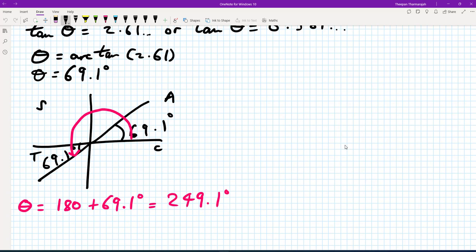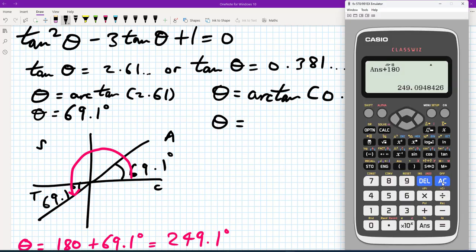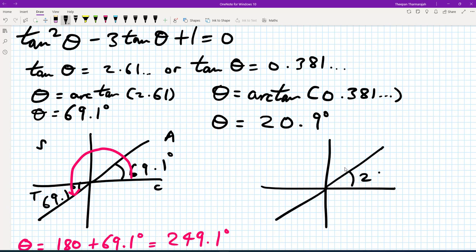So now we can do the same for this one. So theta is arctan of the value we had here, which is 0.381. We stored that as B. So in our case, arctan B, so 20.9 degrees. Just double check that. Yep. So again, use the cast diagram. Same thing. Positive here, 20.9 here, 20.9 there. ASTC. The other solution is this one.